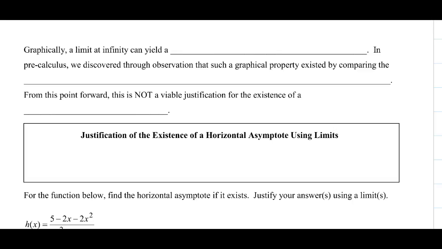Here we're just going to put together what we've discussed so far. Graphically, a limit at infinity as x approaches infinity can yield a horizontal asymptote or a slant asymptote. Okay? In precalculus, we can find these by comparing the degrees of the numerator and the denominator.